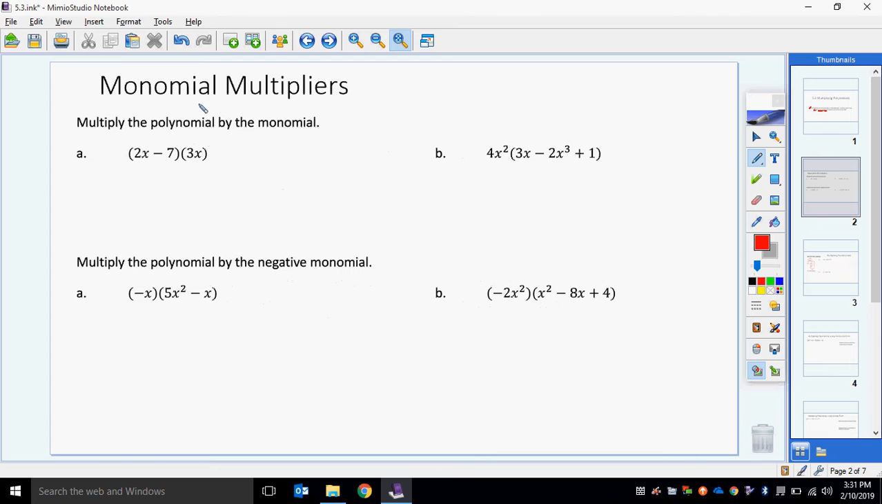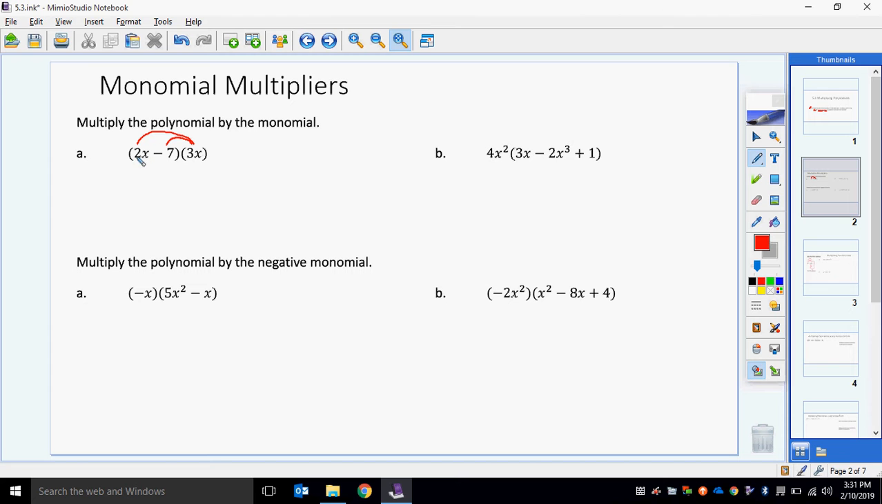Okay, so let's start off with monomials. Remember, monomials are single terms, and binomials are two terms. So here we have a binomial in the first parentheses. There's two terms times a monomial. Okay, so all we have to do is take this monomial and multiply it times both of these two terms.